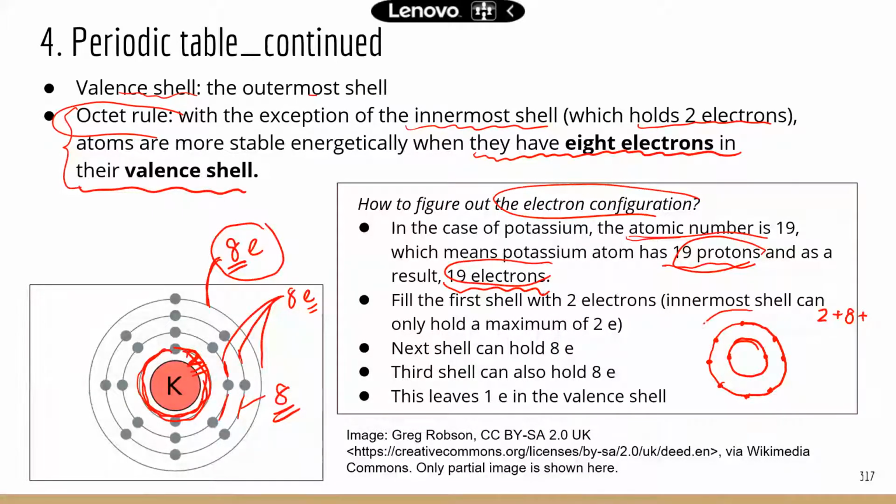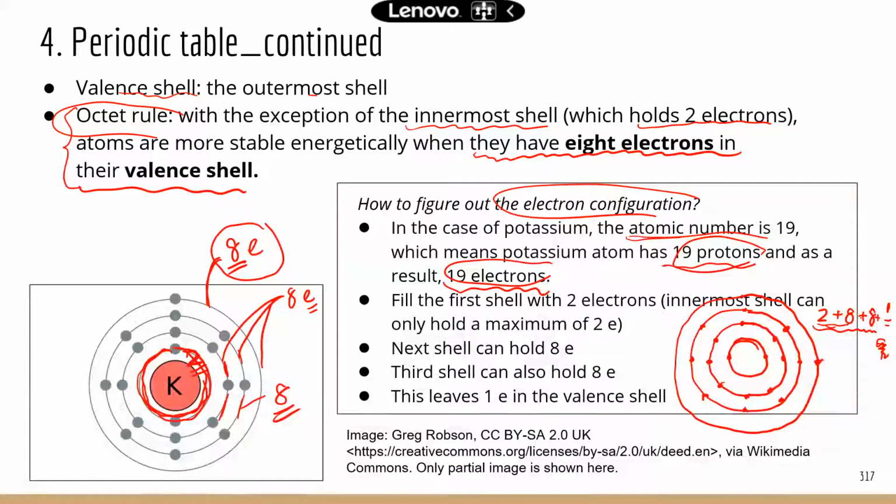Now let's fill the next level. We have 19 in total. We have used 10, so we still have 9 left. That means we can definitely put the maximum number of 8 in the next shell. So we're going to do 8. And this leaves us just 1. So this is 18, which means we have 1 electron that we need to assign to an electron shell. So we need to draw another shell, but this shell, unfortunately, has only 1 electron.